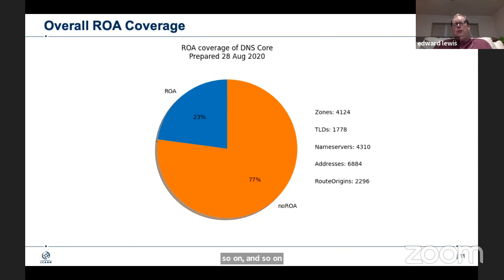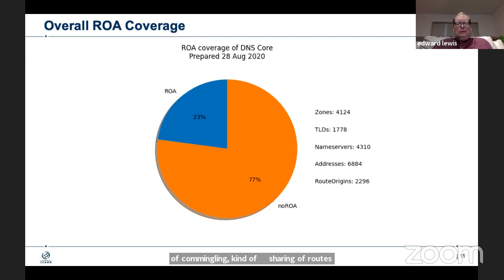There are 4,000 zones. That's because the TLDs have subzones that they also manage. And all that fits on about 4,000 name servers, which is kind of odd because that's almost the same number of zones, but name servers host many zones out there. Addresses, there are 6,000 or so, 7,000. Roughly there's about 1.5 addresses per name server because there's IPv4 and there's IPv6 generally. But there's only about 3,000 route origins across all of this. There's a lot of commingling, a lot of sharing of routes and addresses and name servers in the system.